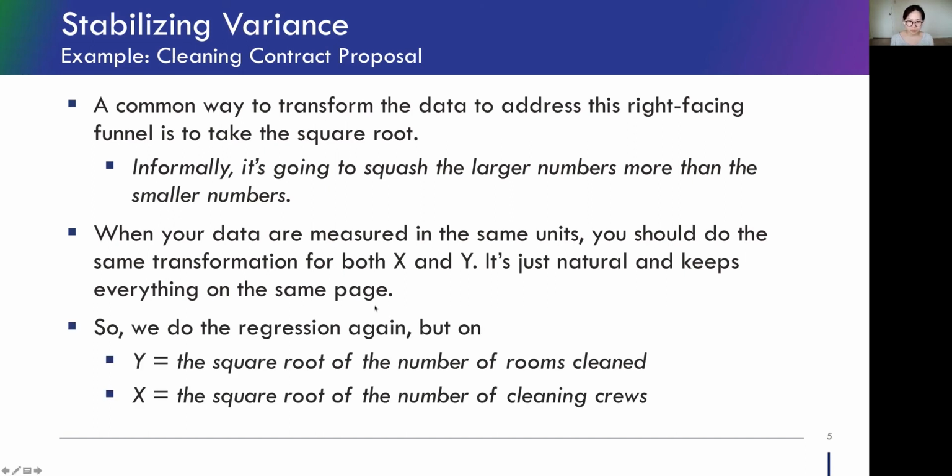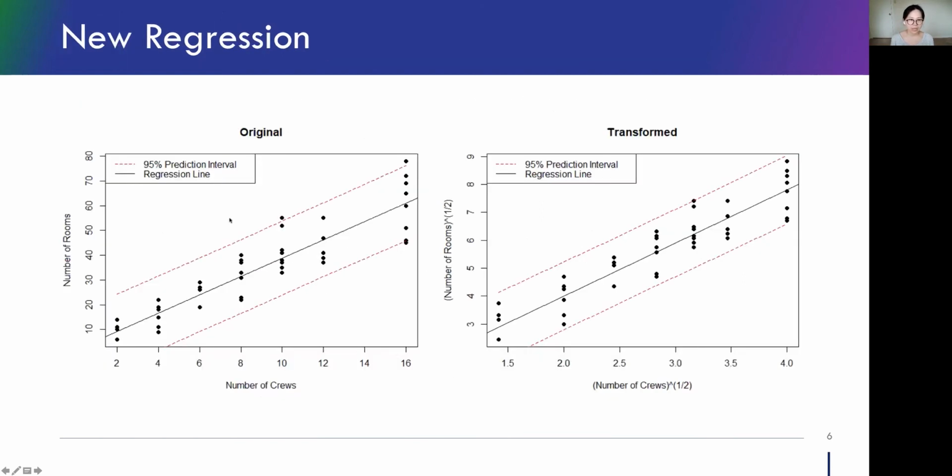So we do the regression again, but now taking the square root of the original Y, which is the number of rooms cleaned, and taking the square root of the X, which is the number of cleaning crews. Okay, now it's the new regression. What does the new regression look like compared to the original one? I plotted the data, the regression line, which is the solid black line, and the 95% prediction interval with this red dashed line.